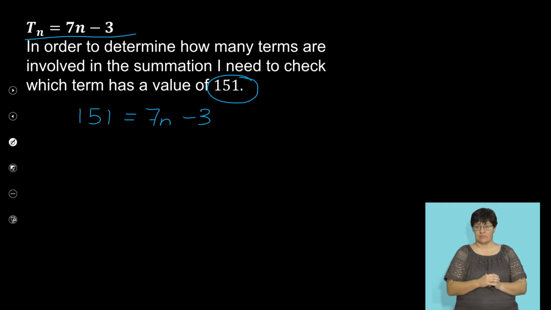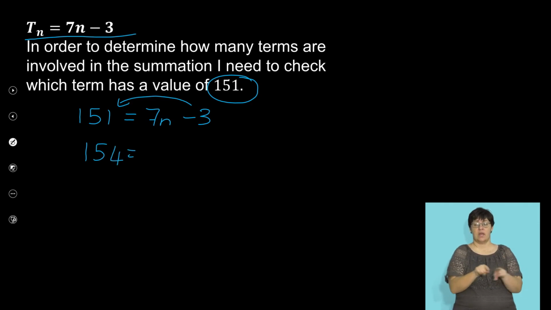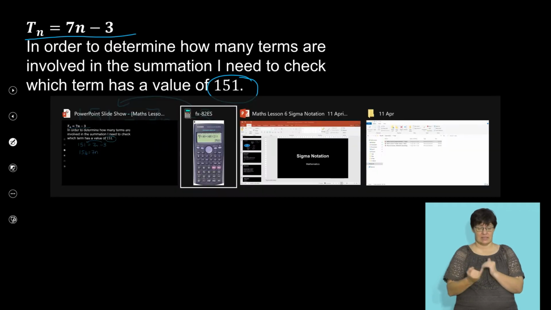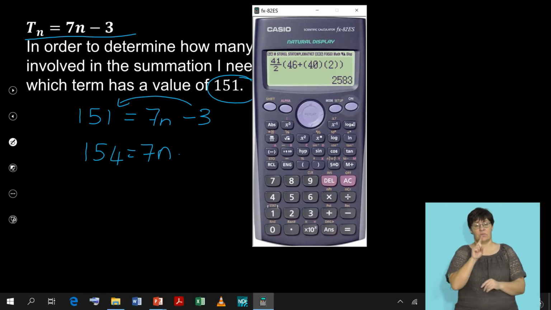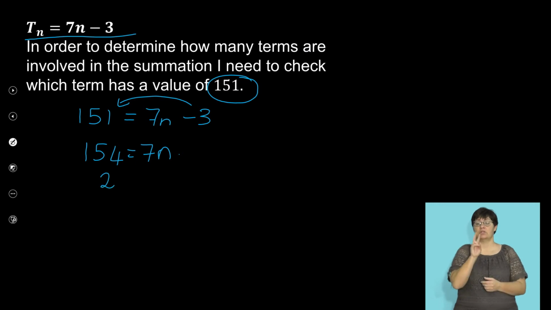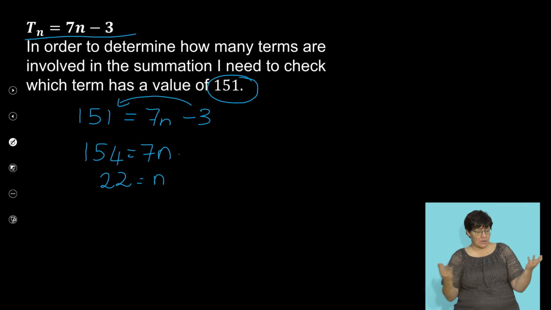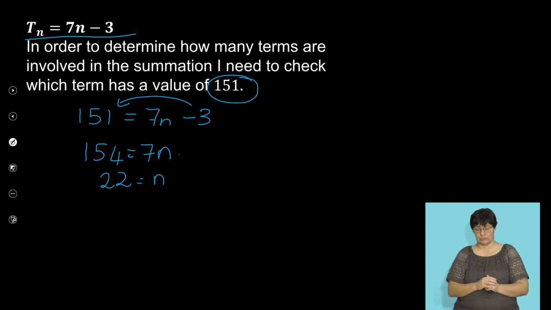So if I take this negative 3 to the left-hand side, I'm going to be left with 154 is equal to 7n. Then in order to isolate n, I'm going to divide 154 by 7, which is going to leave me with 22. So I know that there are 22 individual terms involved in this sum.